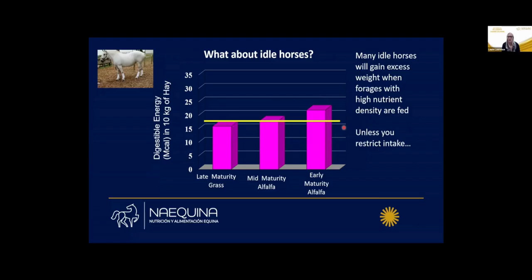And what about the idle horse? Well, if we just looked at digestible energy for an idle horse, or a horse that's doing very little, we call them pasture ornaments, that 10 kilos of hay, when we think of this very high quality forage, if we feed them 10 kilograms, it's going to exceed their digestible energy requirement. Now, you can feed that very high quality alfalfa hay to a recreational or idle horse and meet their needs, but you're probably going to have to restrict the amount that you feed. Otherwise, they will get fat. So you may have to restrict the intake by quite a lot.